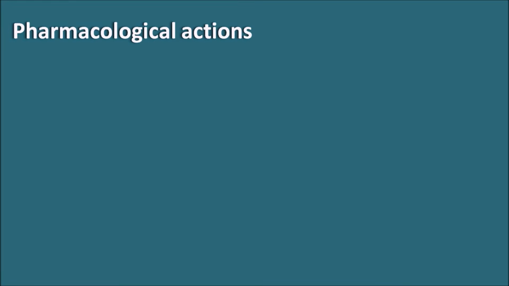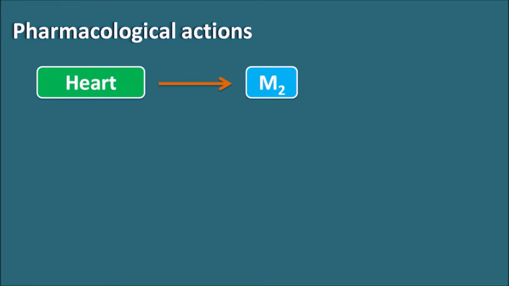Now let us see the pharmacological actions. First one, the action of the cholinergic agonist on the heart. Just as we have discussed, on the heart, M2 receptors are present, which are coupled with the secondary messenger, a decrease in the cyclic AMP.